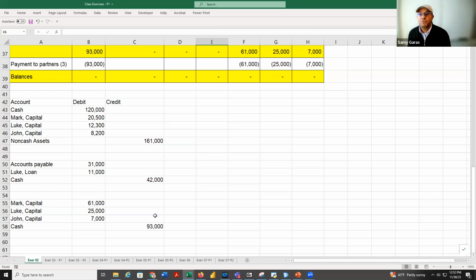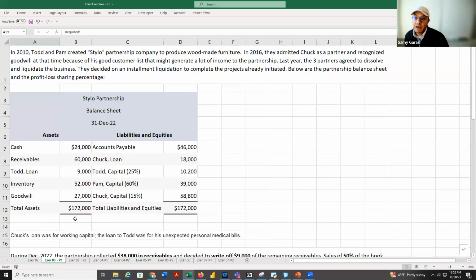So in this example, we have seen how we make the statement of realization and liquidation and how we journalize the transaction. Now let us look at another example. Here we have a company, and the company has 2 partners, Todd and Pam. And they accepted Chuck as a partner. They continued in business for several years, and they decided to liquidate the company.